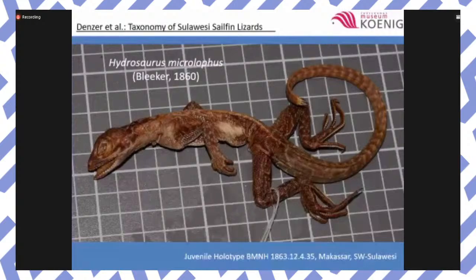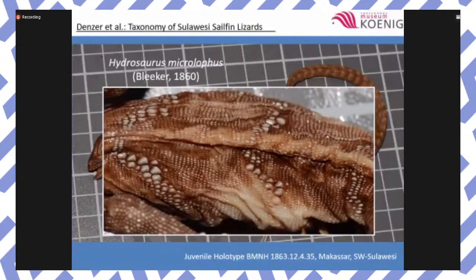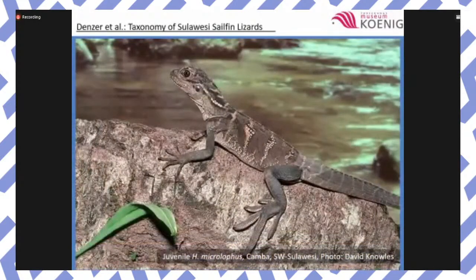So this is the type specimen, a juvenile of Hydrosaurus microlophus by Bleeker. And although juveniles do not show the characters of the adult males that clearly, we can nevertheless see enlarged fields of scales on the lateral sides, as has been the case in phenotype 1. Here is a picture of a live specimen, which shows the same characters.